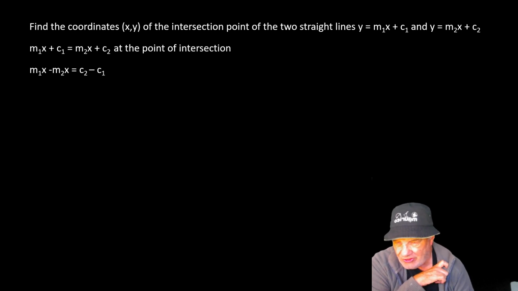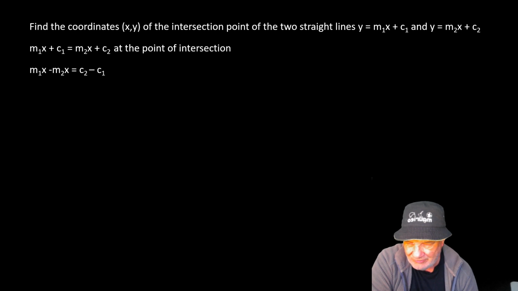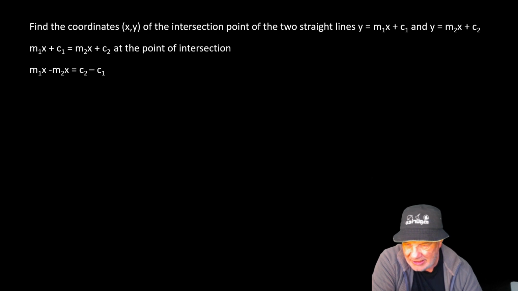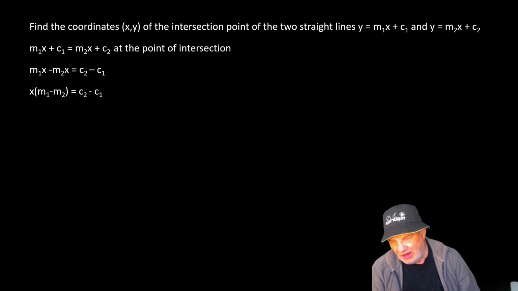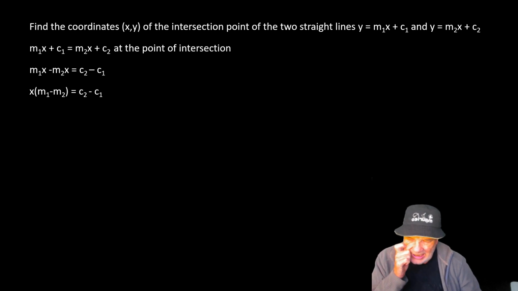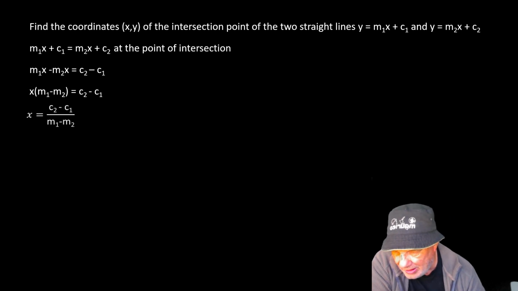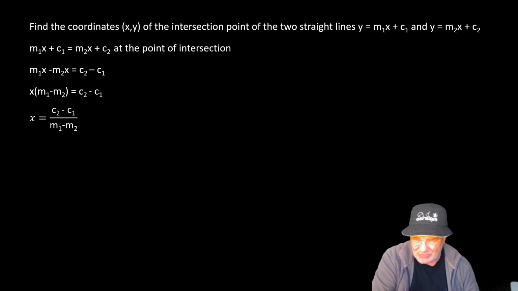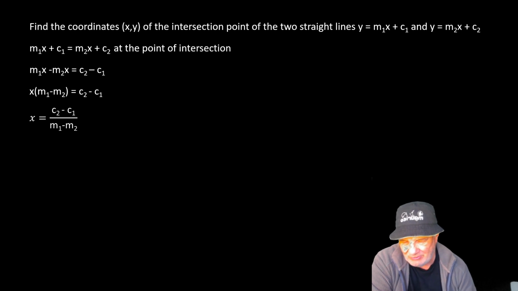I've put all the x's on one side, so m1x stays where it is, minus m2x, and then we subtract c1 from both sides, c2 minus c1, and there we go. Then we factorize the left-hand side, x times (m1 minus m2), and then we divide through by (m1 minus m2) to give us the nice little formula there: x equals (c2 minus c1) over (m1 minus m2).